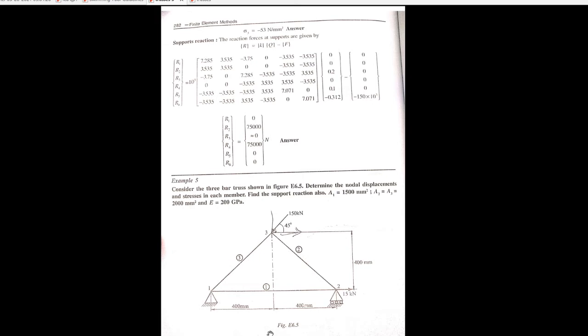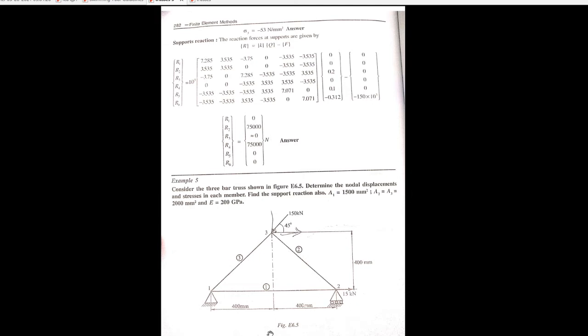Copied? All of you copied? Hello? Yes, sir. Take a note. All of you take note.